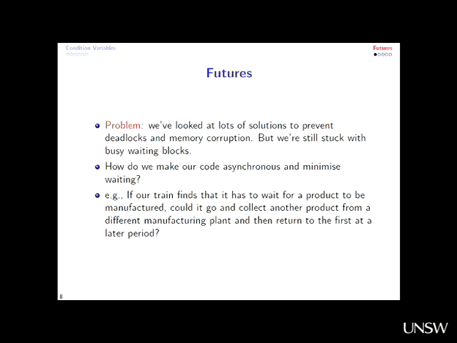If our train finds it has to wait for a product to be manufactured, okay, so our train arrives at the station outside the factory and finds that it has to wait for a product to be manufactured, how could we set it up so it could go and collect another product from a different manufacturing plant and then return to the first at a later period? That is what we want to do. Okay, because we're going to minimize busy waiting.